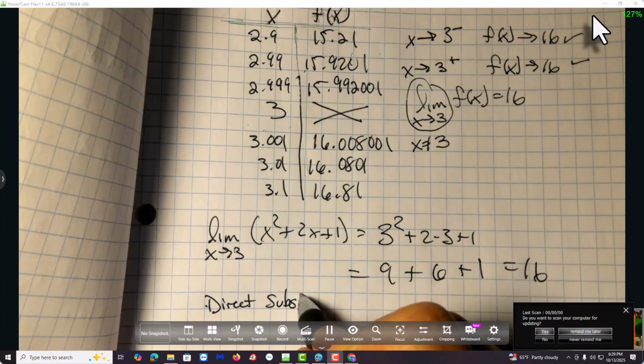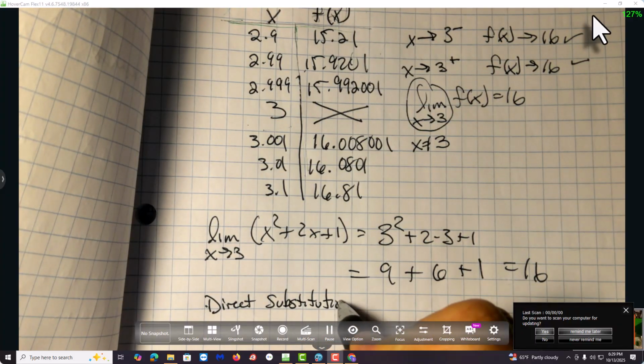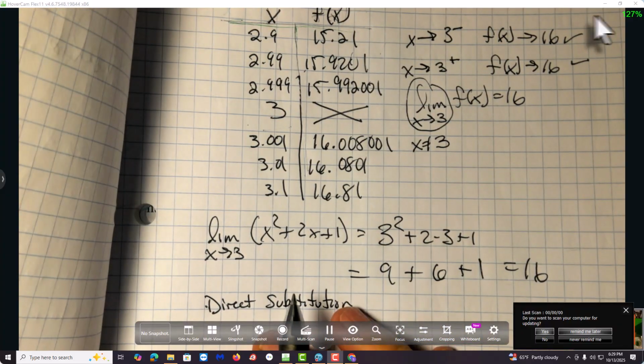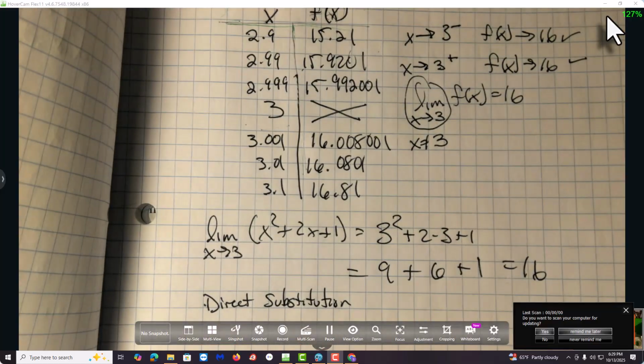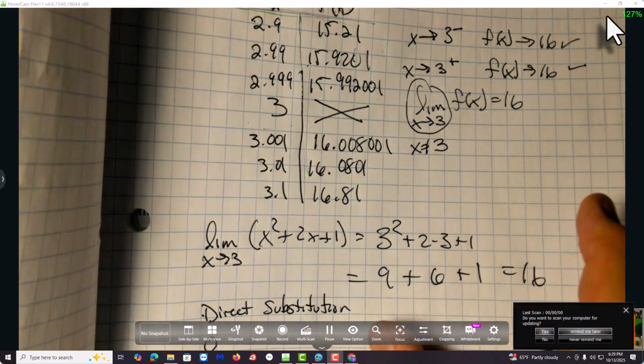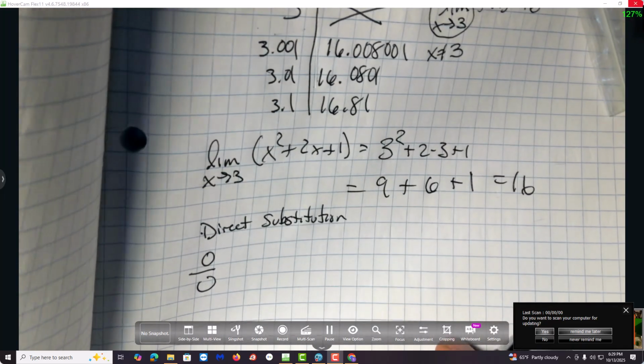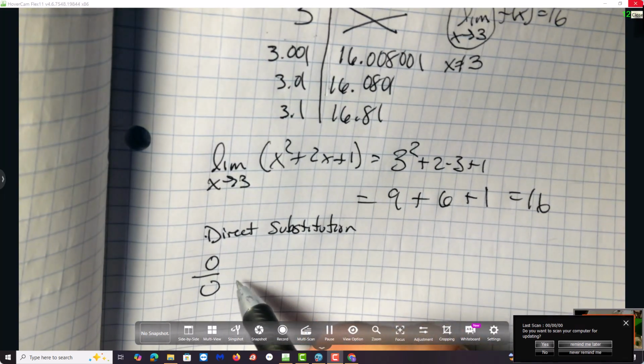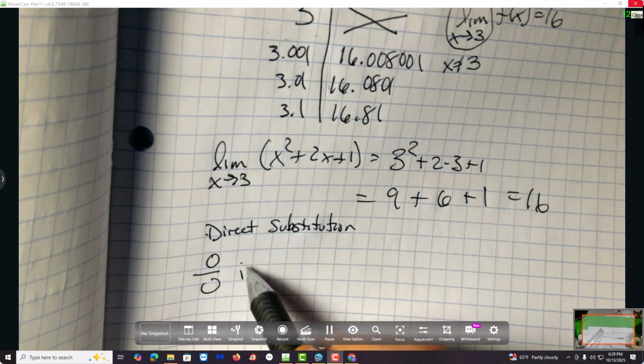But we ran into some roadblocks. One of the roadblocks we ran into is something called an indeterminate form. So one of those, and the only one you know right now, is 0 over 0. So 0 over 0 is an indeterminate form, and it means do more algebra.